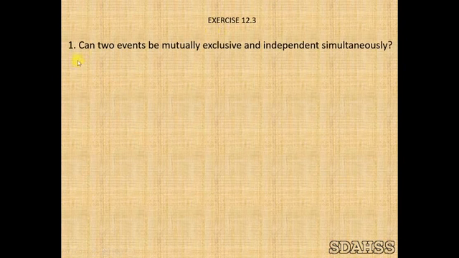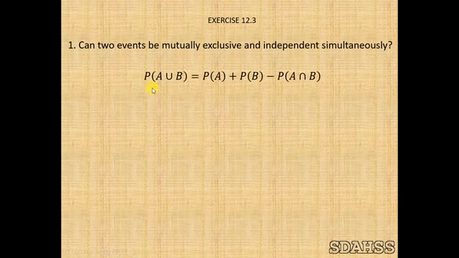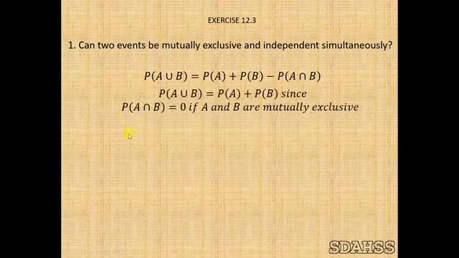Exercise 12.3. First sum. Can two events be mutually exclusive and independent simultaneously? P of A union B is equal to P of A plus P of B minus P of A intersection B. P of A union B is equal to P of A plus P of B since A and B are mutually exclusive. Since P of A intersection B is equal to 0.